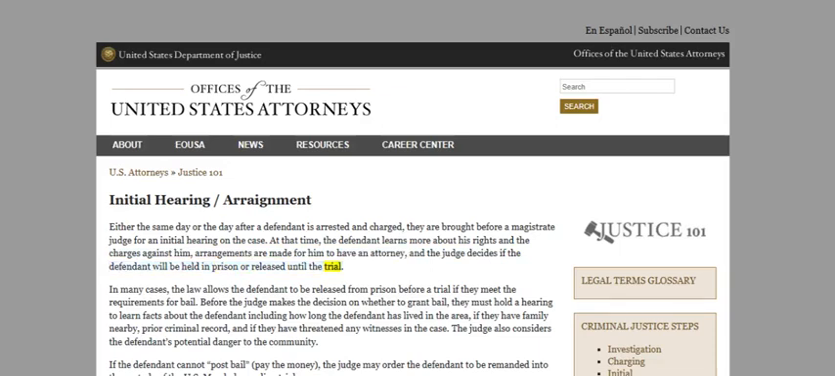Right. Now, they said that at that time, the defendant learns more about his rights.